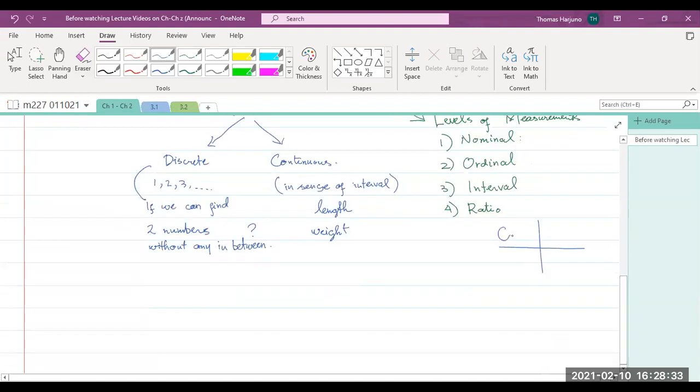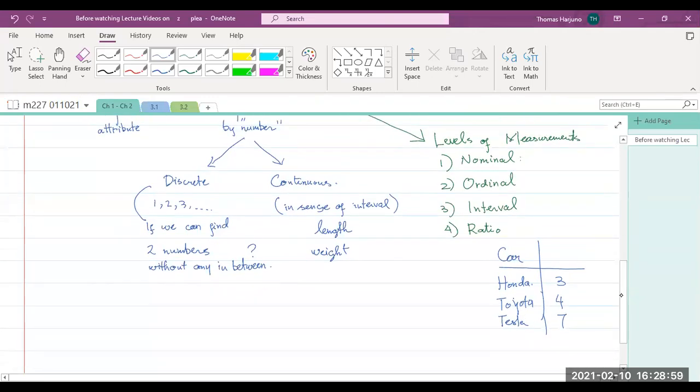When I try to list the type of car you drive, how many people use Honda? Let's say 3 people. How many people use Toyota? Let's say 4 people. How many people use Tesla? Let's say 7 people. Now the thing is, among Toyota, Honda, and Tesla, we cannot add them, we cannot subtract, and especially when we talk about race, we should not say this race is better, that race is worse.